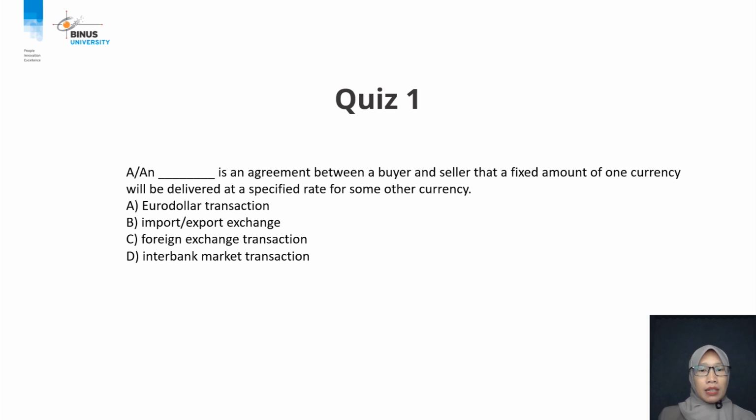This is the end of the session, and we have two questions that you have to answer. The first: blank is an agreement between buyer and seller that a fixed amount of one currency will be delivered at a specified rate for some other currency. A, euro-dollar transactions. B, import or export exchange. C, foreign exchange transactions. D, interbank market transactions.